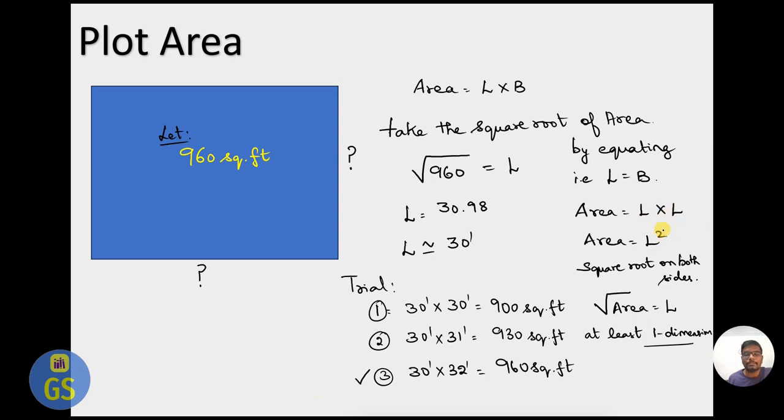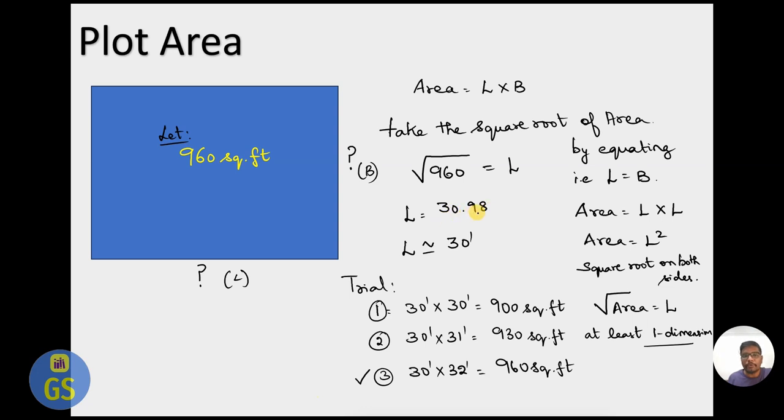This is basic simple mathematics. We calculate the square root and take the value of one of the unknown parameters. Here two parameters are there: we are not aware of the length, and we are not aware of the breadth. So the calculation goes in a similar manner. We take the square root of 960 equal to length. When you take the square root of 960, we get 30.98.